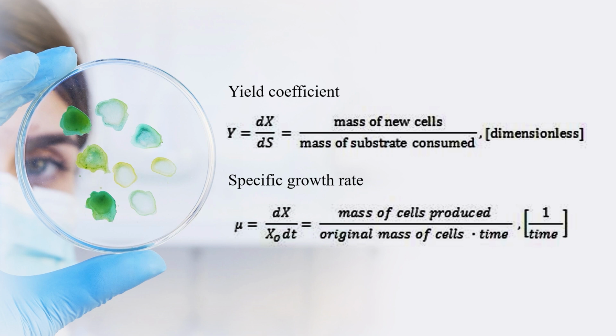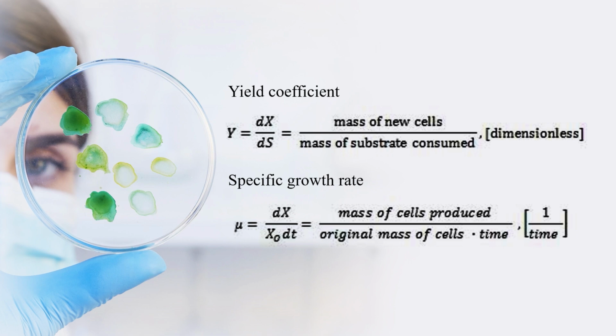It is not dX by dt. We are not calculating the biomass with respect to time. Please understand, we are calculating the yield of the biomass with respect to the food the microorganisms are eating. So it is given as dX by dS, that means mass of the new cells by mass of the substrate consumed. But how do you calculate the specific growth rate? Mu is equal to dX by X naught by dt, which is the mass of the cells produced by the original mass of the cells by time.